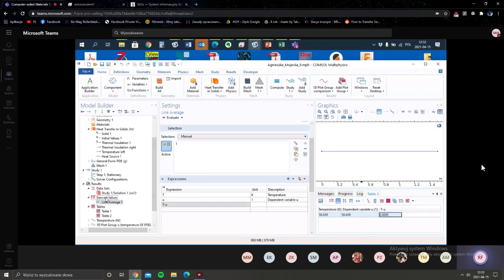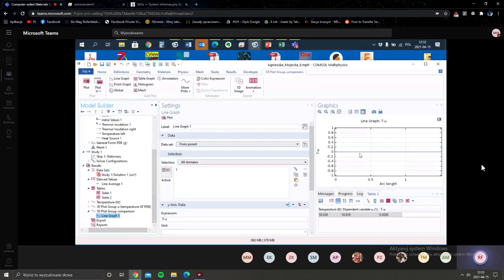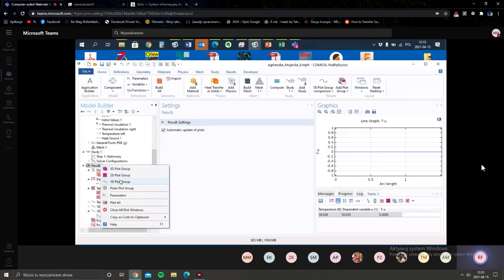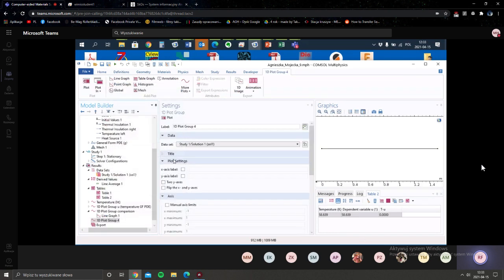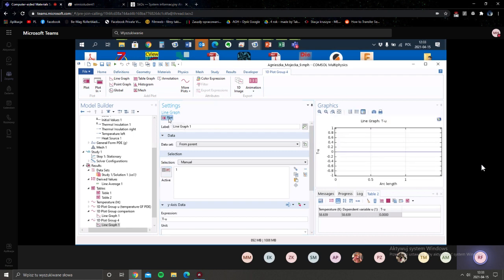What I wanted to say is that the 0 here, or sometimes if I create a new graph like here, 1D plot group, and add line graph, and now put T minus U here. This time it is all the time 0. So this is below the error which can be recognized in console.